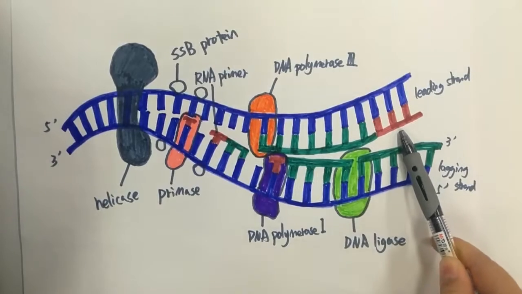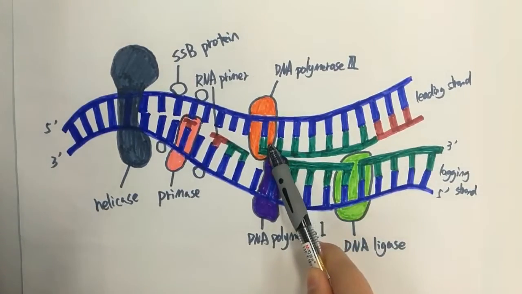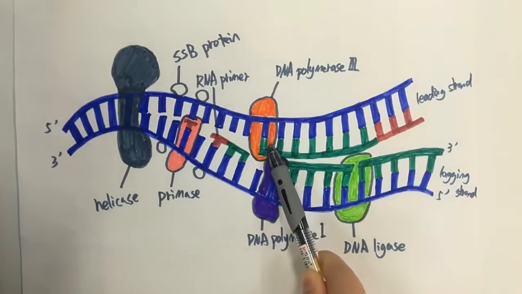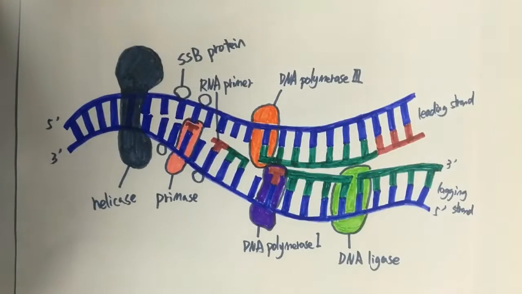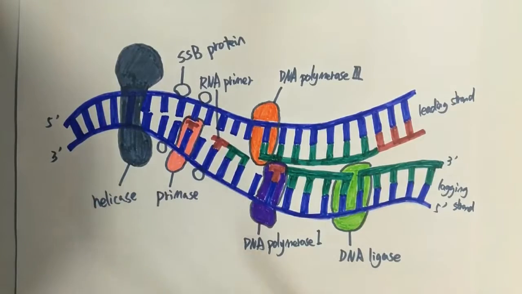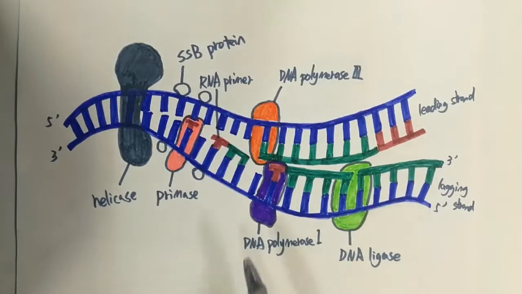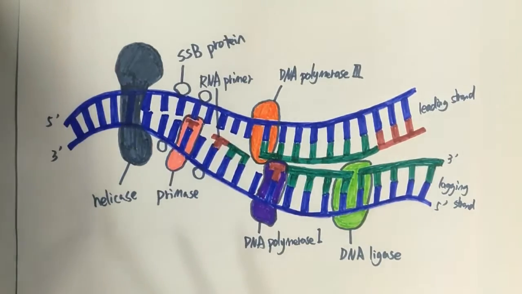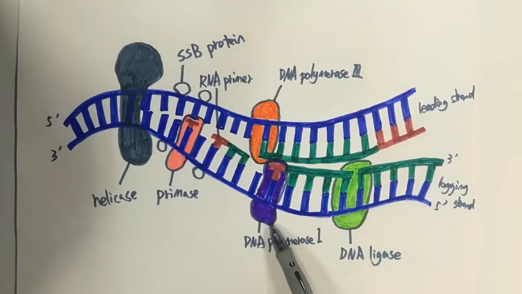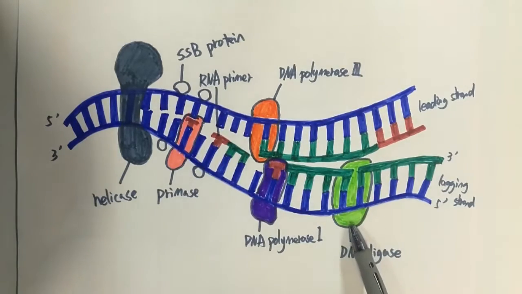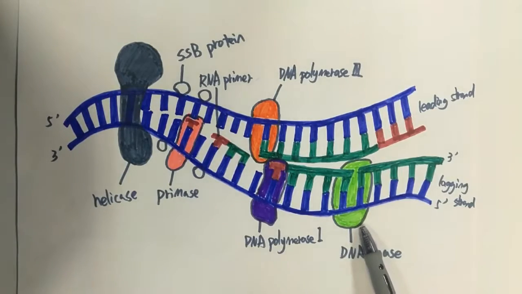Then DNA polymerase III starts adding complementary bases on the leading strand continuously towards the replication fork to form a new strand. However, on the lagging strand, after primase adds RNA primer on the strand, DNA polymerase III adds complementary bases on the lagging strand, opposite to the replication fork, discontinuously to form sections called Okazaki fragments. Then DNA polymerase I removes the RNA primer and replaces it with nucleotides, and after that, ligase connects the Okazaki fragments together to form a new strand.